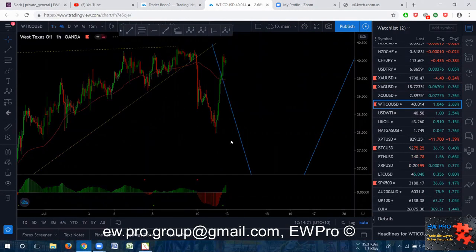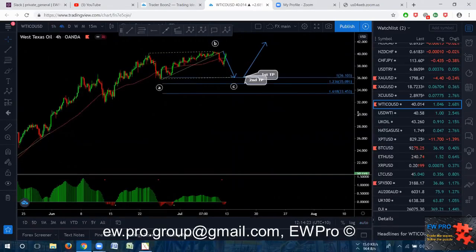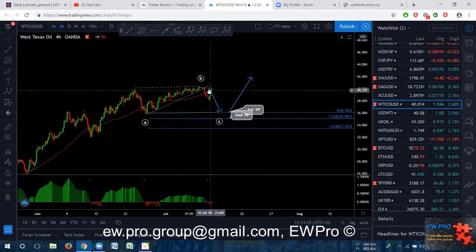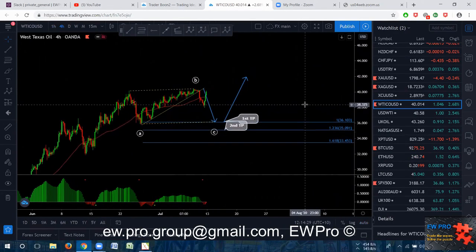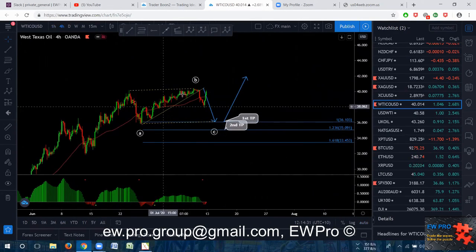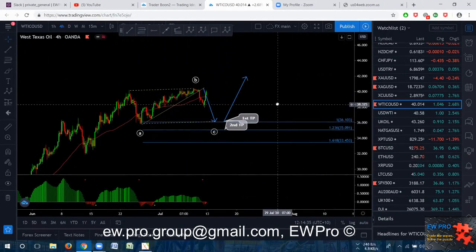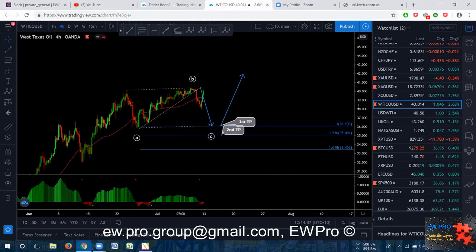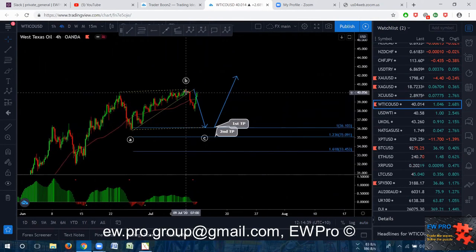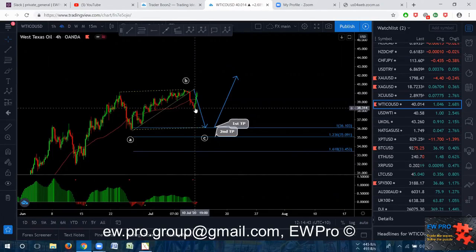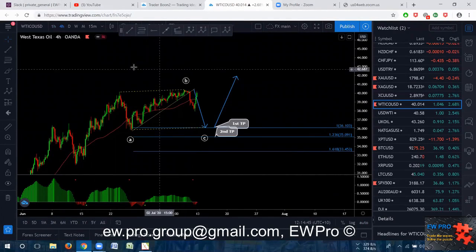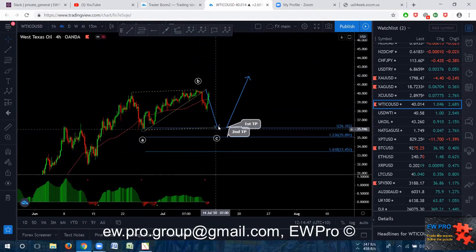WTI. If you've been following me for a while, I've been looking for this C down. We finally got that C down. So we got an A, B, C. Now, it didn't go down to my targets. I didn't share this in TradingView, but just in the room. I got in this sell down here, got nice profit, and now I'm in the buy because this may be over now.